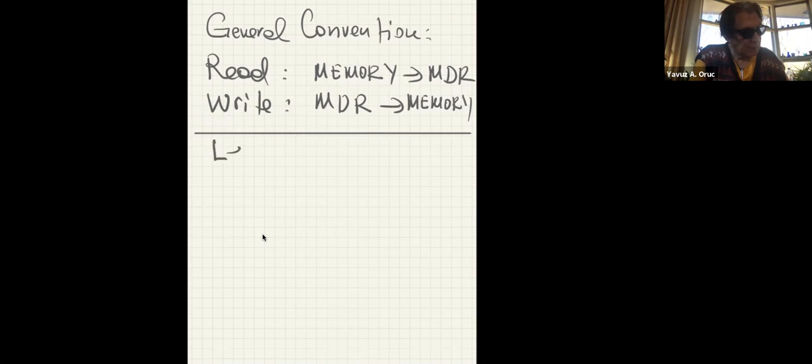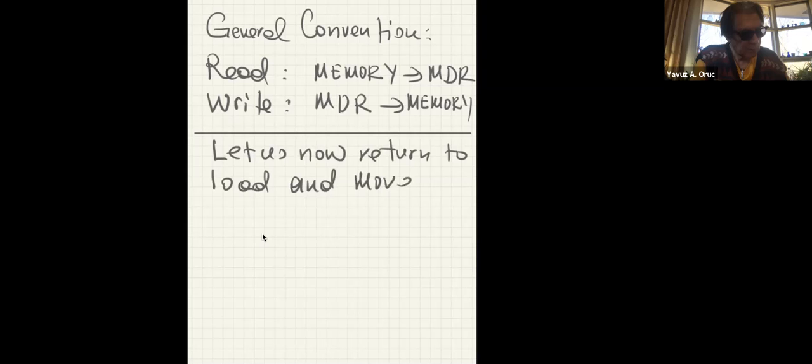Okay, let us now return to load and move instructions. So let's look at the load first. Now, when I'm loading, let's just look at the map for it. Here's what I do.